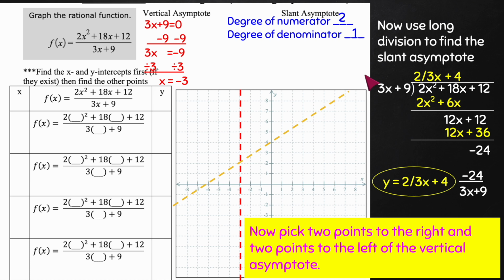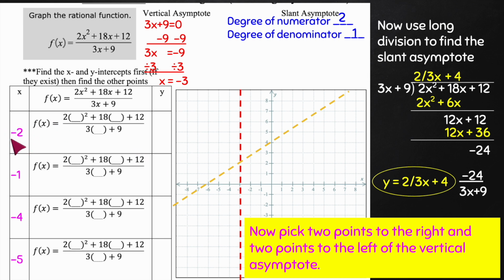Okay, so now I'm going to pick 2 points to the right and 2 points to the left of the vertical. The slant asymptote does give me a limit line, but when I'm choosing points, I'm just focusing on the vertical. So I'm going to choose 2 points to the right, so I have -2 and -1, and then 2 points to the left, -4 and -5. So just kind of stepping out one each is perfectly fine. You don't need to go too far. In fact, going too far might give you numbers that are outside of the graph area. Not wrong, but if it's bigger than 8 on any of these, you can't graph it because it's not a big enough window to graph it.